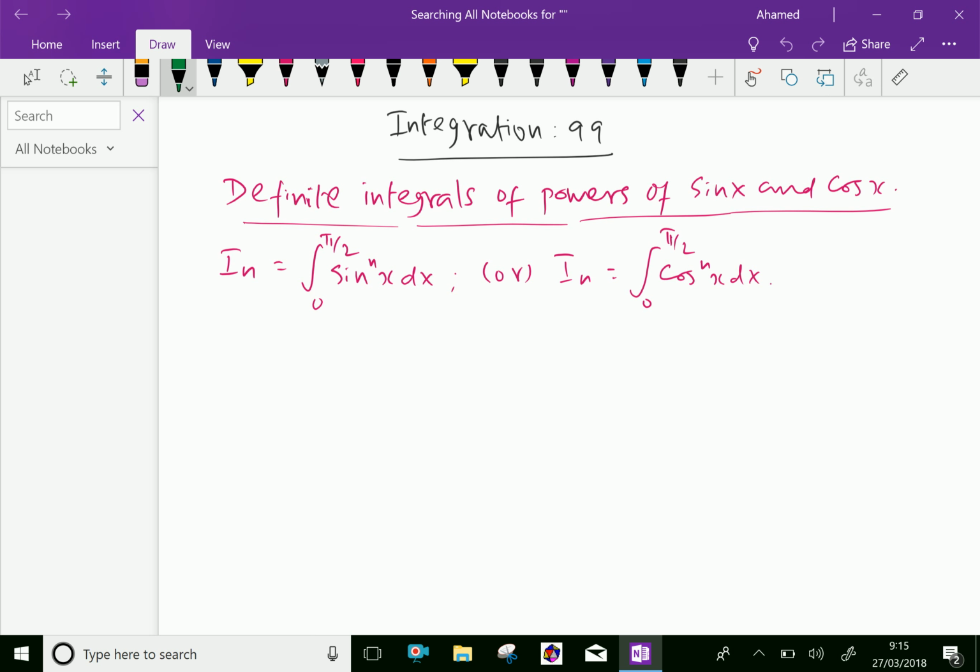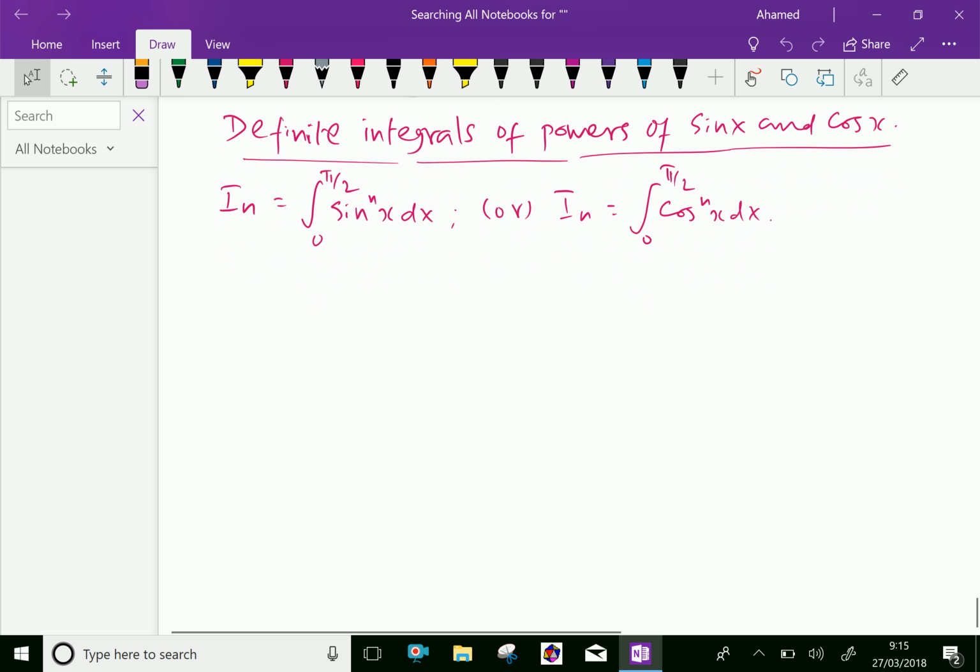In integration, let us discuss the definite integral of powers of sin x and cos x. Example: let I_n, that is the nth integral, equal integral 0 to pi by 2 of sin^n x dx, or I_n equal integral 0 to pi by 2 of cos^n x dx. Let us discuss this.